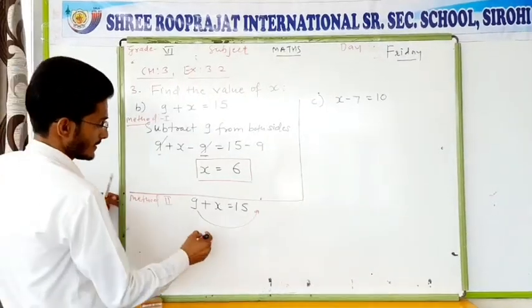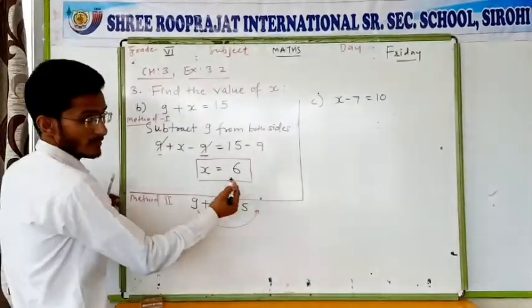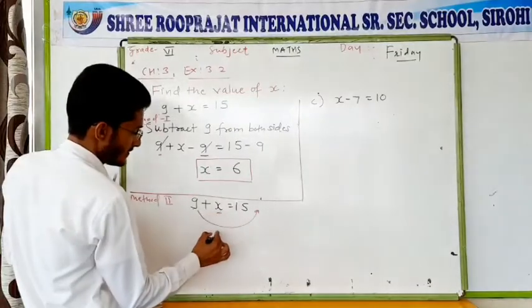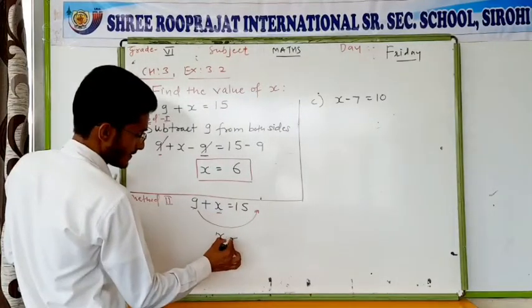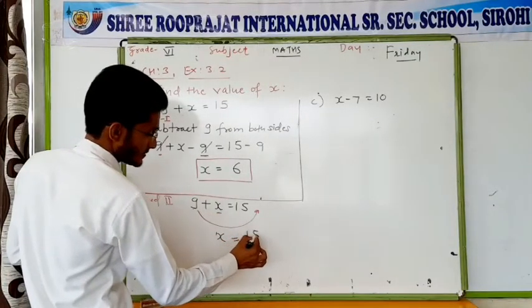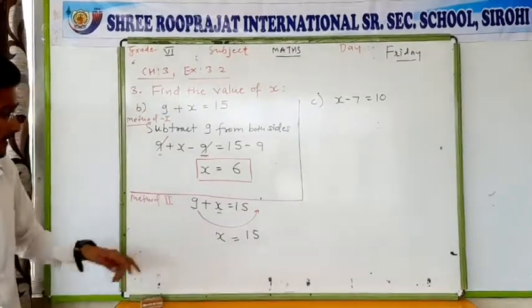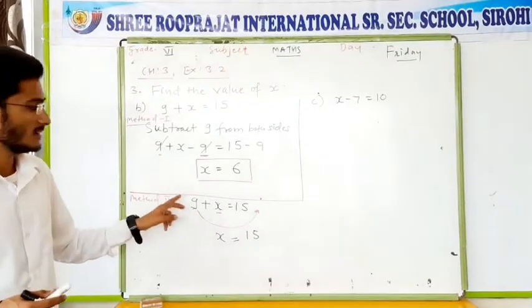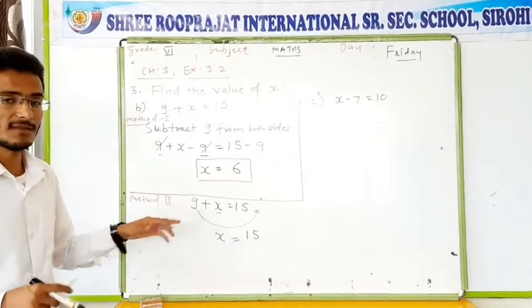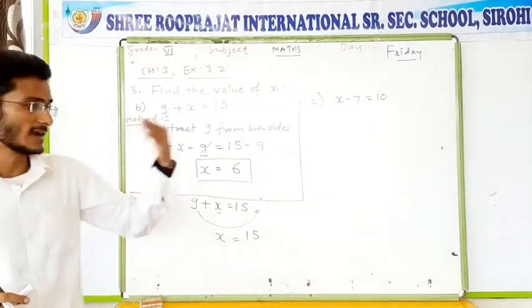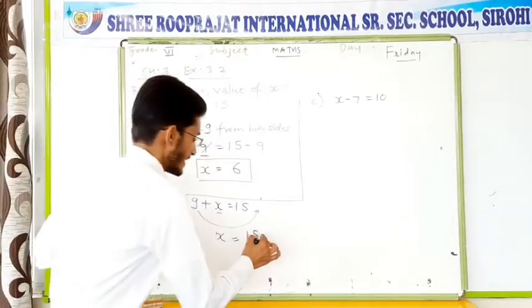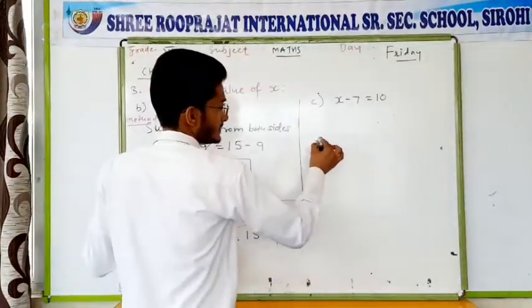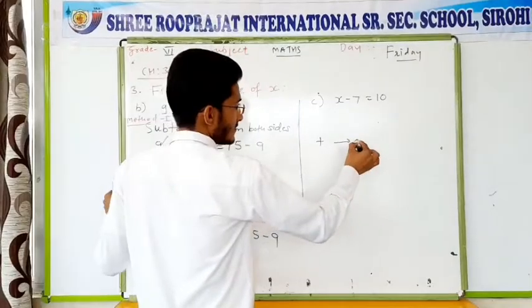How? If we move the 9 from left to right, here there will be only x, and on the right hand side the 15 is already given. Now on the left hand side 9 is given in addition. That means it is a positive number. There is no sign given before the 9, that means it is an addition. So on the right hand side it will now become subtract. If it is plus, on the right hand side it will be a minus.